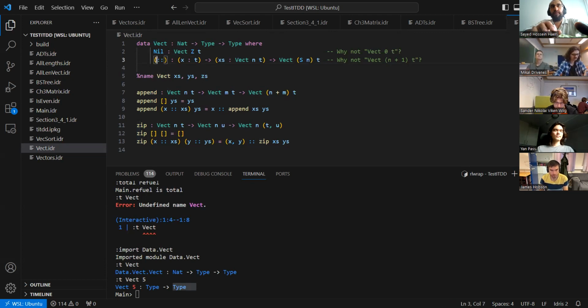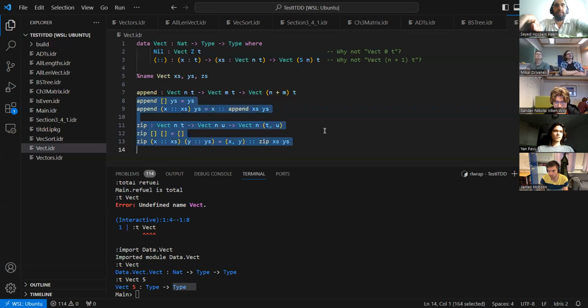and cons, or colon, is a constructor that takes an element of this type T, and a vector of size n of Ts, and it returns a vector of one extra element than n, which is the size of this axis, of type T, right? Now, I'm also giving it some names. So let us go through the TDD practice.